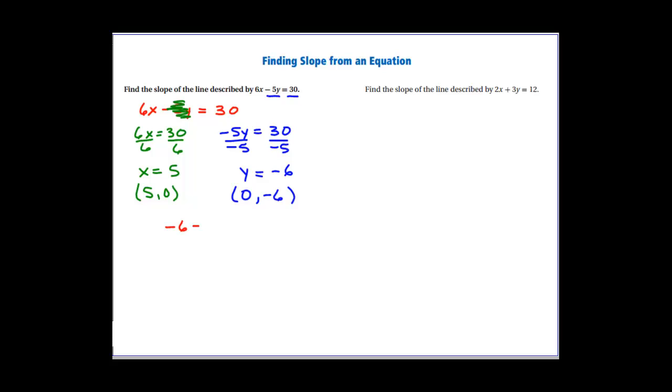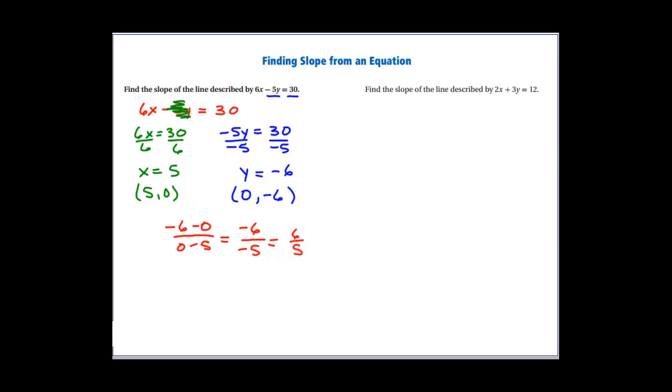So negative 6 minus 0 over 0 minus 5. Negative 6 minus 0 is negative 6. 0 minus 5 is negative 5. Negative 6 over negative 5, which is going to be 6/5.